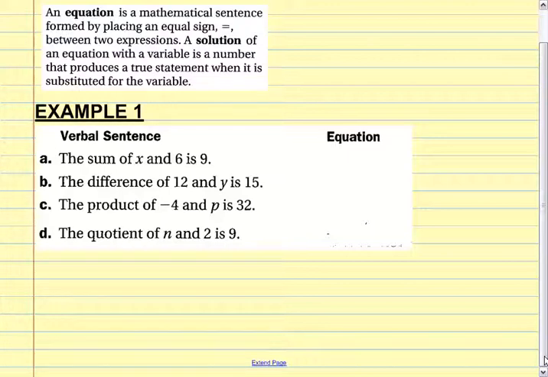So for instance, example number 1a, it says the sum of x and 6 is 9. Now, is it important that you know what sum, quotient, difference, and product mean? It is important, okay, for this very reason. Can you tell me, what does the equation look like? Well, there's some things that you need to know. The word is means what in math? Equals, okay? The word sum means what in math, Rowan? An addition problem, okay?